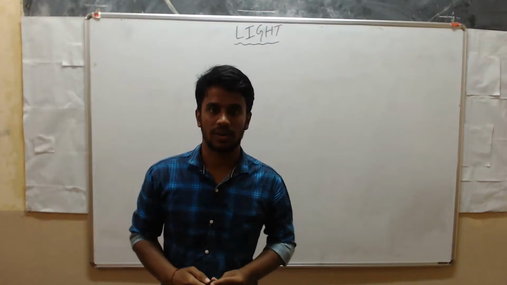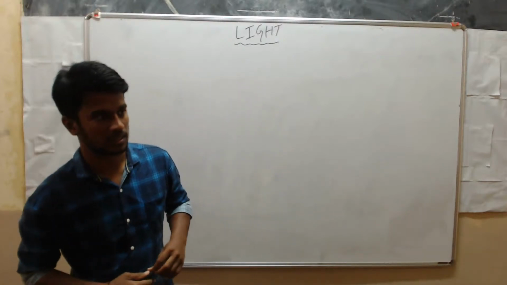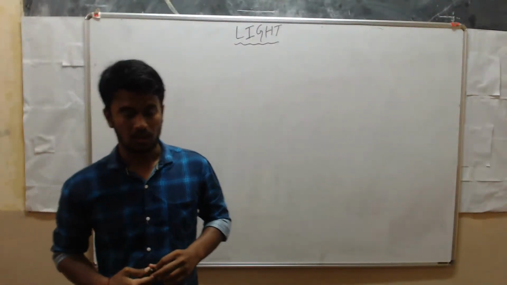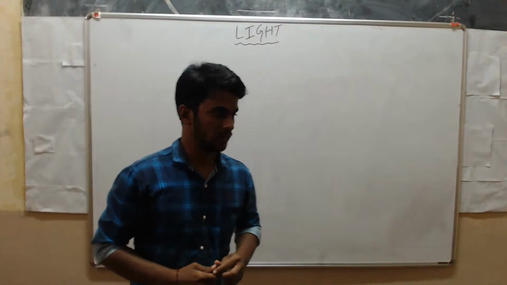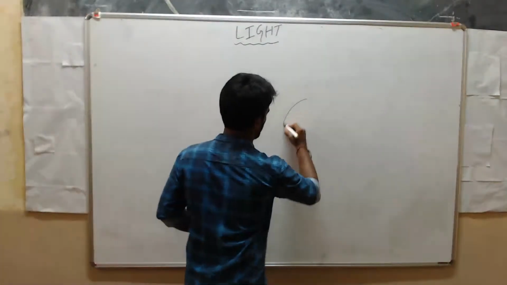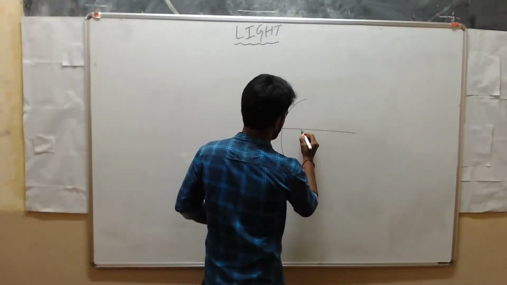Just recall what we had studied in the previous class. In the previous class, first we had studied image formation by a convex mirror. Initially, we kept the object at infinite distance.